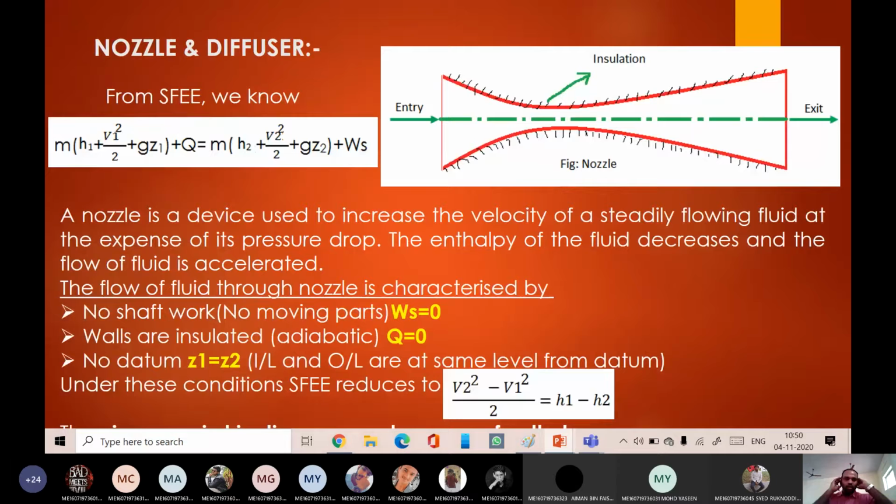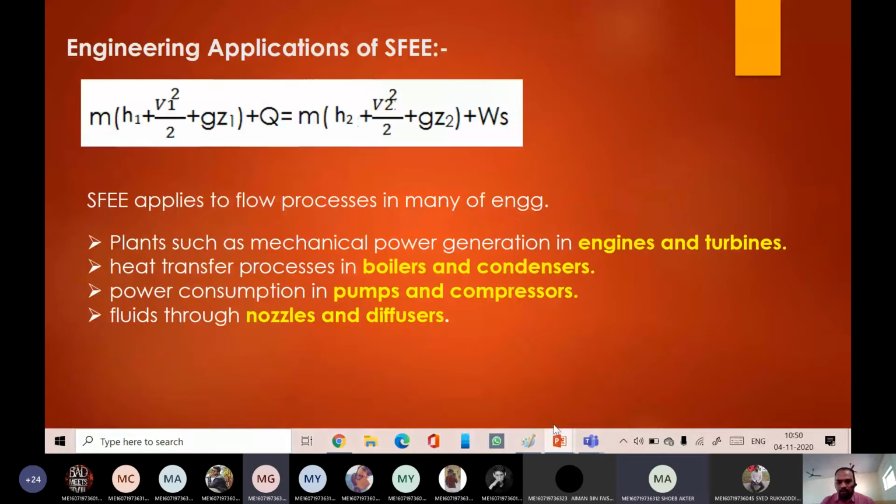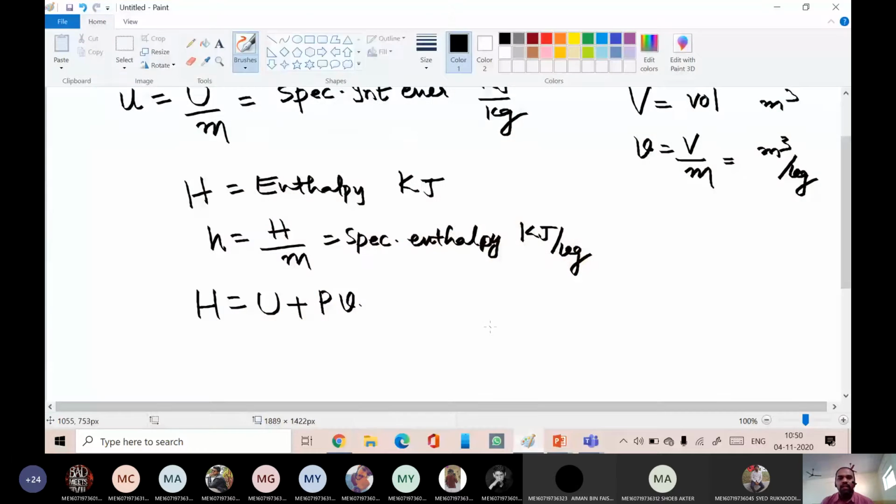Now, can anyone tell me what is a nozzle? A passage of varying cross section designed to increase the velocity. Right, a passage of varying cross section. It is designed to increase the velocity.